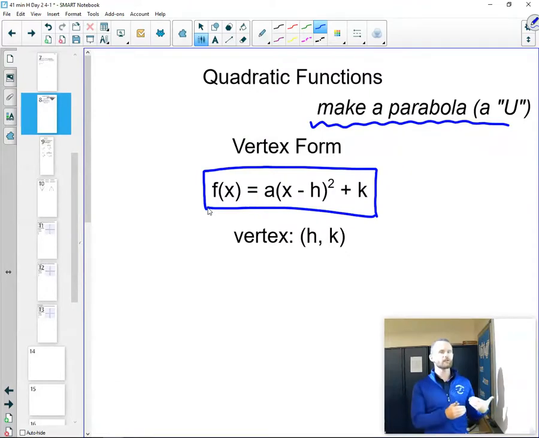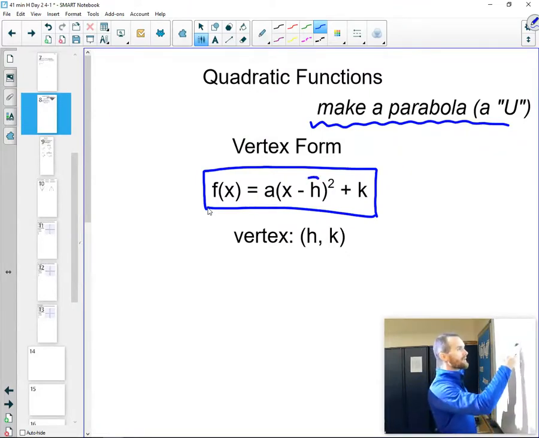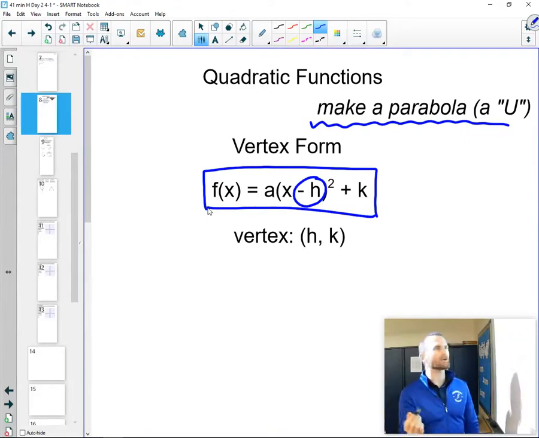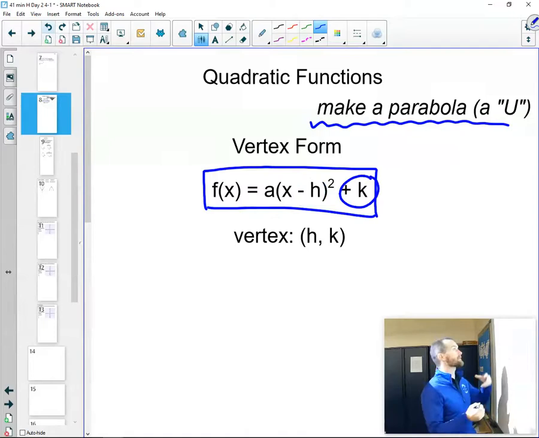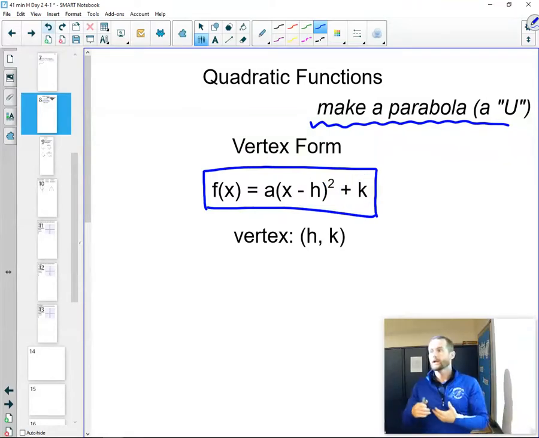Now, based on previous videos, a lot of this should be familiar. Hopefully, you're looking at this negative h thinking, oh yeah, that's a horizontal translation. Looking at the k thinking, oh, that's a vertical translation. Remember those translation rules apply to all functions, so obviously it has to apply here.